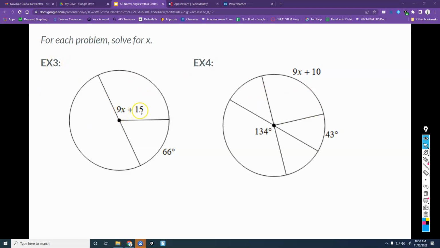So 3. I've got 9x plus 15 is my degree of my angle. This angle right here is 66. That means this arc is 66. That means this angle would also be 66. What could I set up for this to be able to find x? 9x plus 15. All right, does it look like those are the same? No.